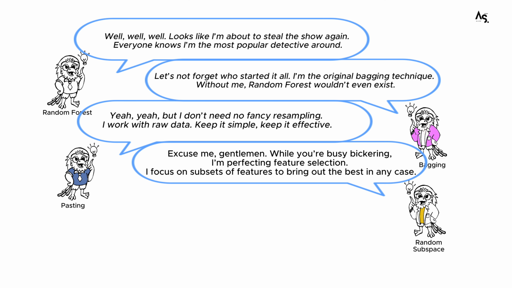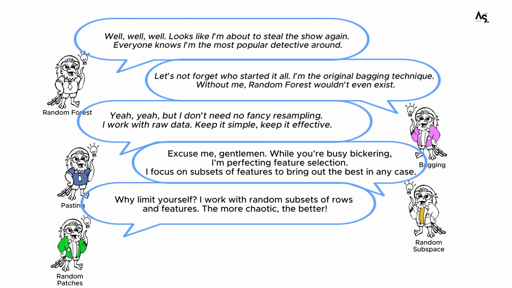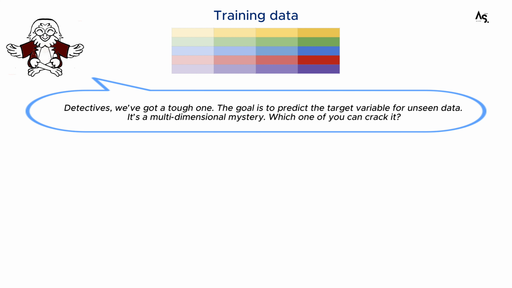Excuse me, gentlemen, while you're busy bickering, I'm perfecting feature selection. I focus on subsets of features to bring out the best in any case. Why limit yourself? I work with random subsets of rows and features. The more chaotic, the better. Detectives, we've got a tough one. The goal is to predict the target variable for unseen data. It's a multi-dimensional mystery. Which one of you can crack it?